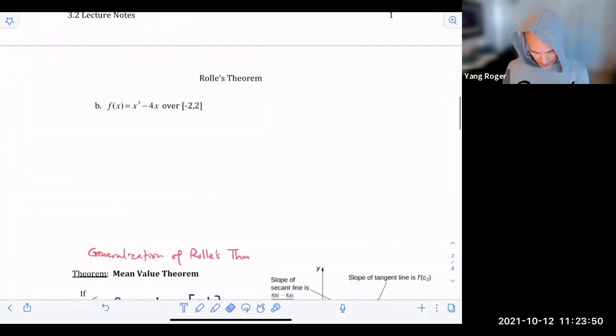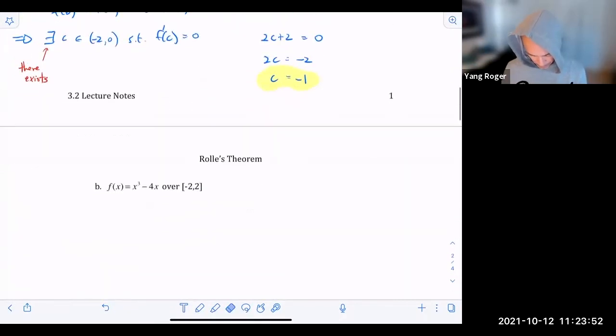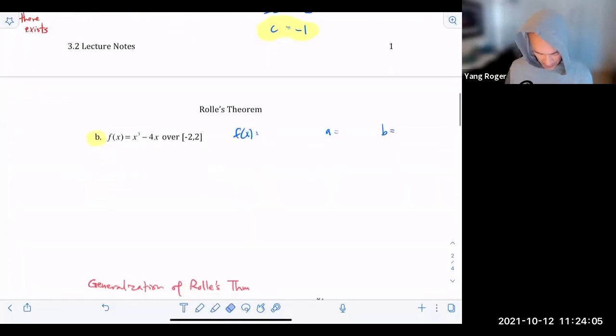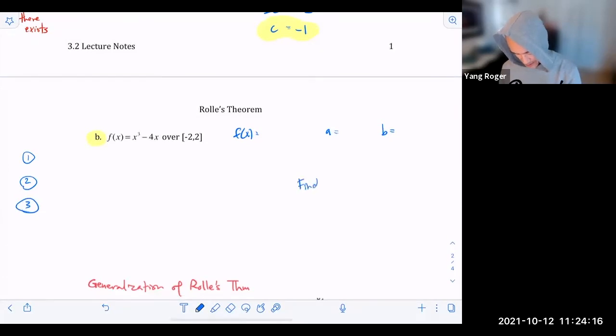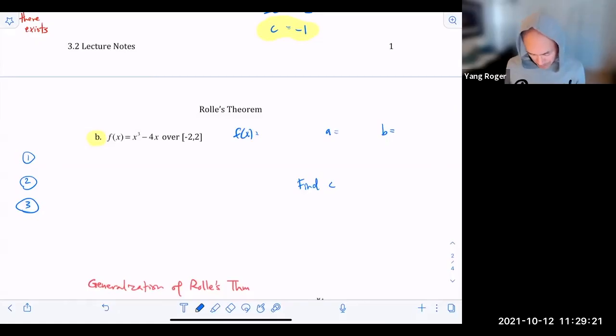Why don't you guys try example 2? Okay, you should specify what f is, which is just stated in the problem. You should specify what a is. You should specify what b is. You should show the first three conditions. The three conditions are satisfied, 1, 2, and 3. And then you should also find the c. So I'm going to give you a few moments to try that.